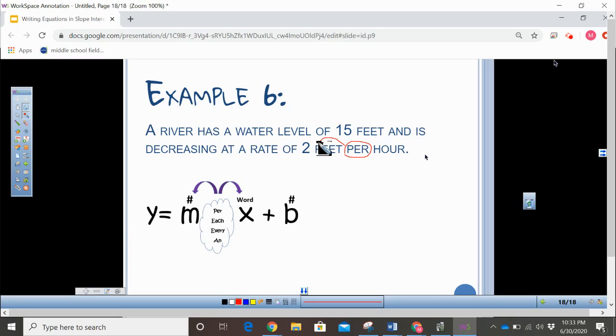The number in front is going to represent my m, and the word behind is going to represent my x. A river has a water level, which means it started out with the water level of 15 feet. So starting value means the 15 feet is going to be my b.